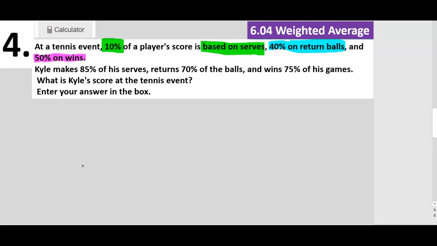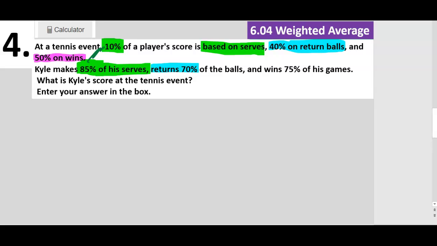So now let's keep reading. Kylie makes 85% of the serves. What color do we do that with? Serves are green. So I'm going to color code that 85%. Serves green. Okay. Returns 70. What color was that over here? Returns is blue. So I have to color code that blue. So I know 70 goes with my 40. 85 here. Let's check that out here. 85 goes with my 10.